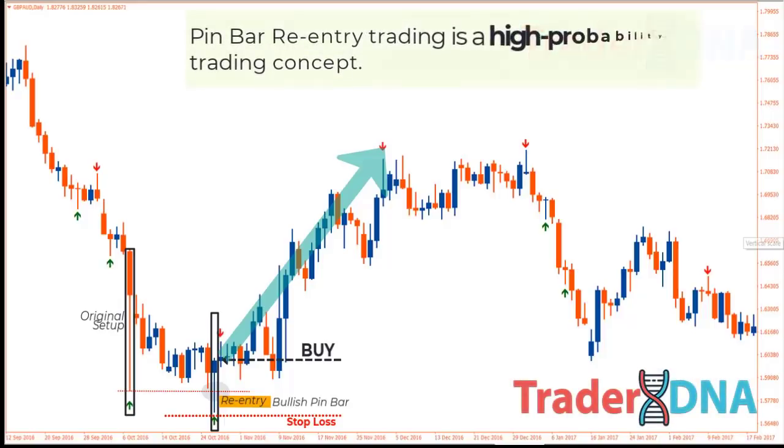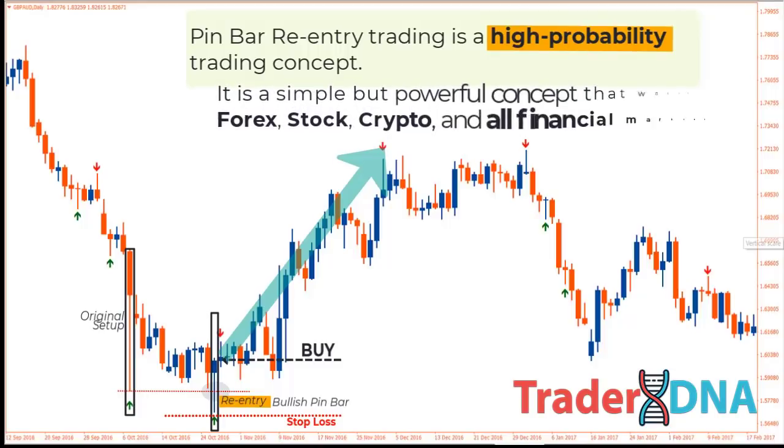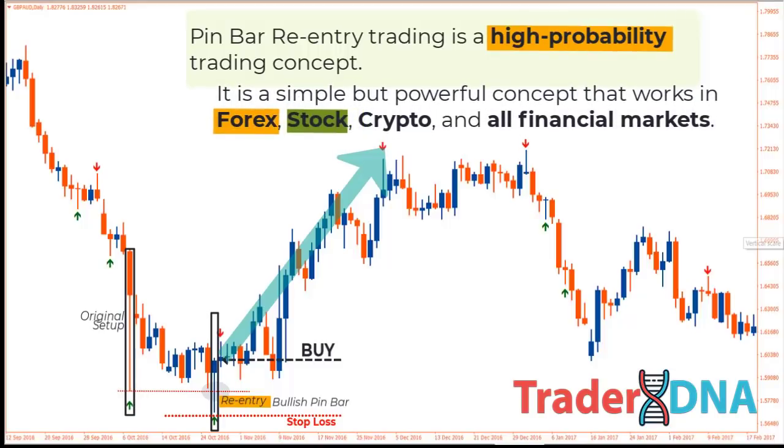Pin bar re-entry trading is a high probability trading concept. It is a simple but powerful concept that works in forex, stock, crypto, and all financial markets.